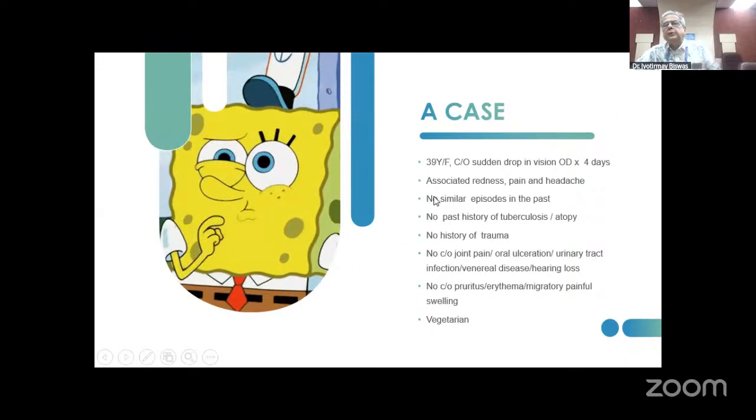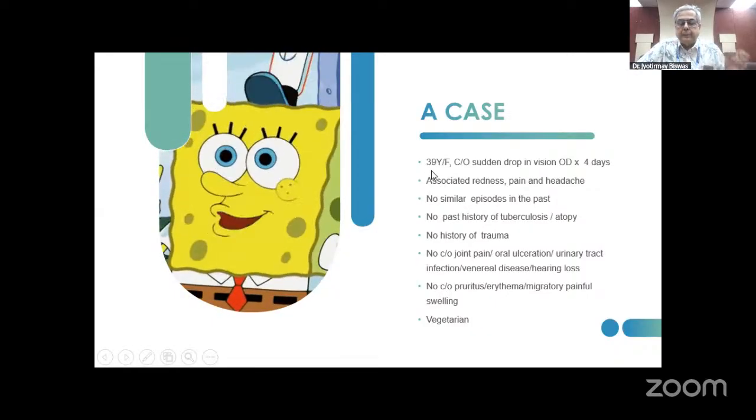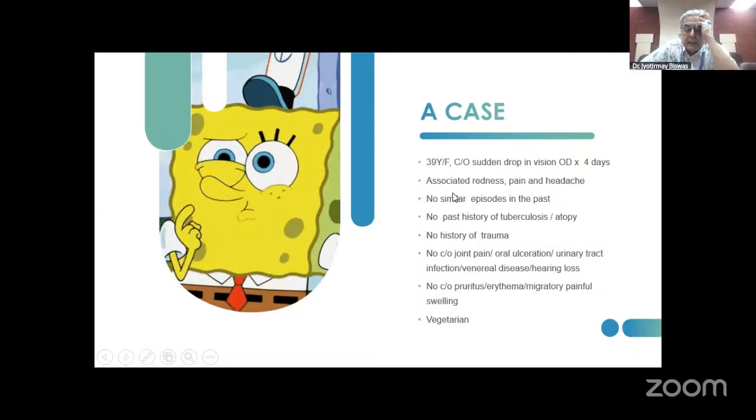And then I'll show you one case. This is a very interesting case. This is a 39-year-old female, wife of a priest. Associated redness, pain, and headache. No similar episode in the past.